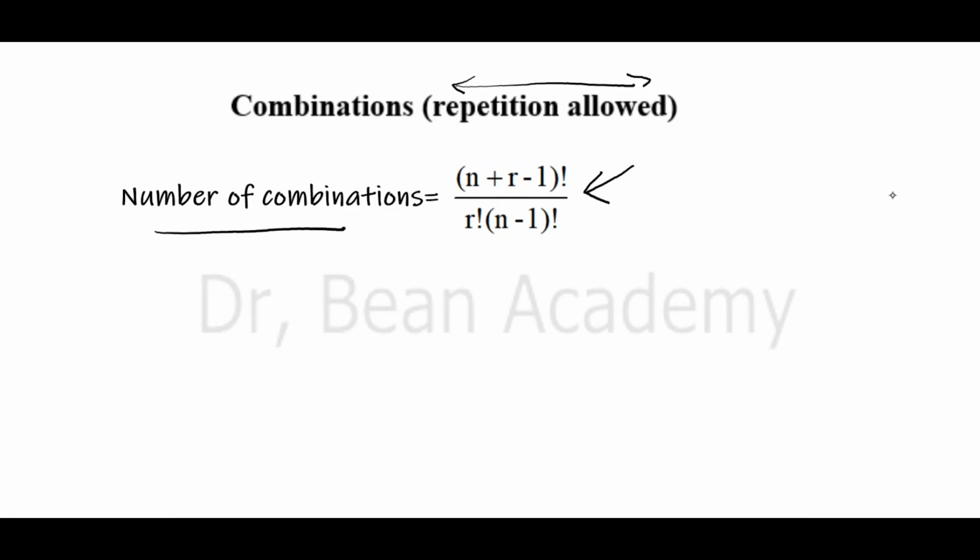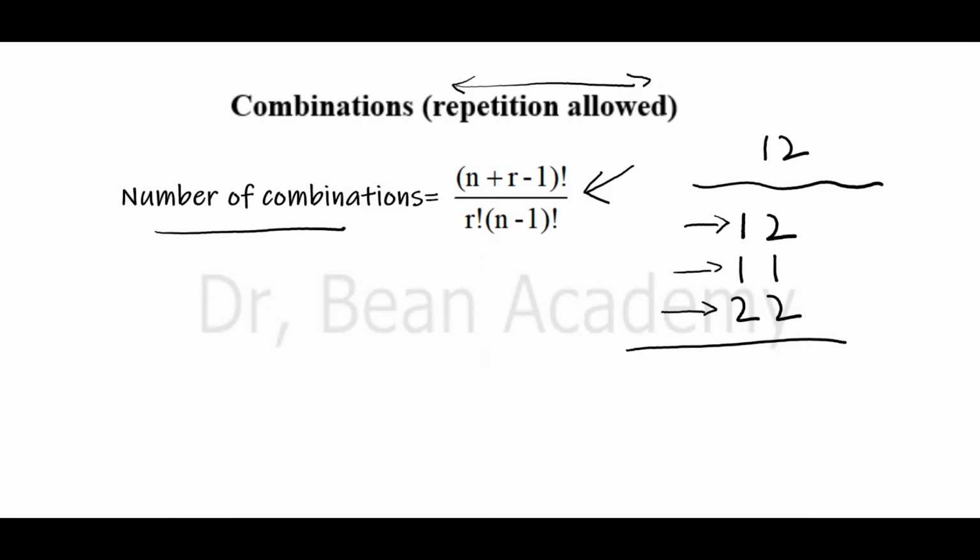For example, if I have two numbers 1 and 2, and I want to know how many combinations I can make if repetition is allowed. Remember, I can make 1 and 2, then I can make 1, 1, and then I can make 2 and 2, because now repetition is allowed. I can't make any other combination.